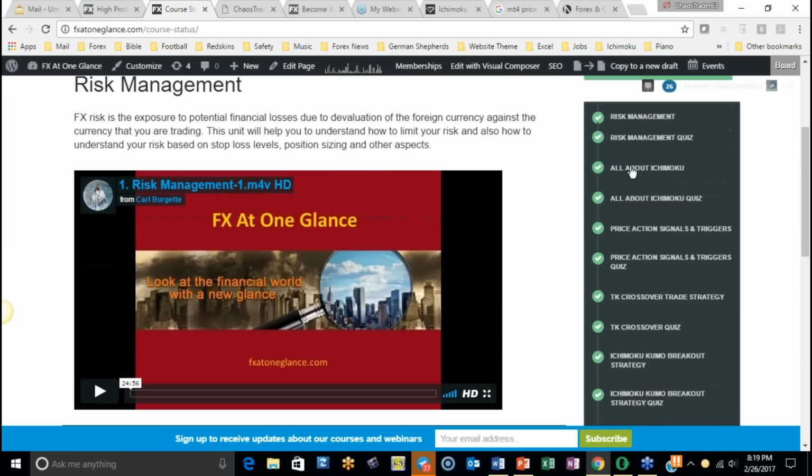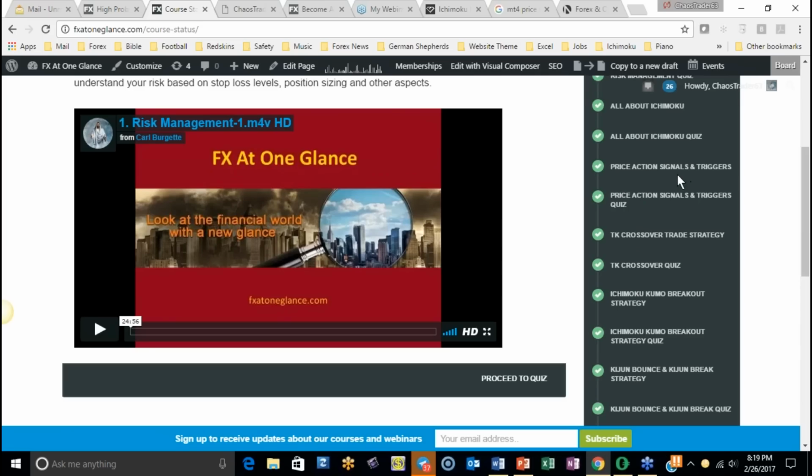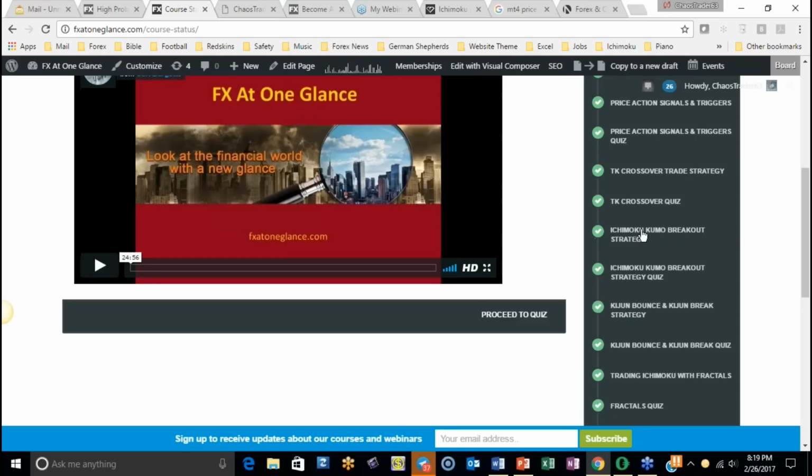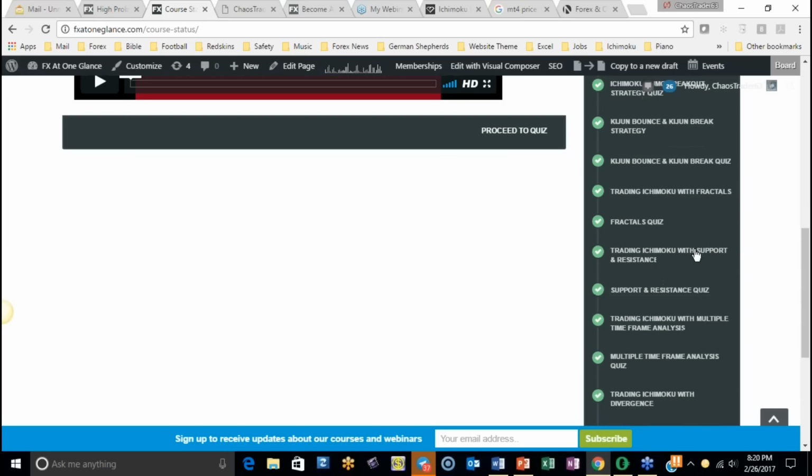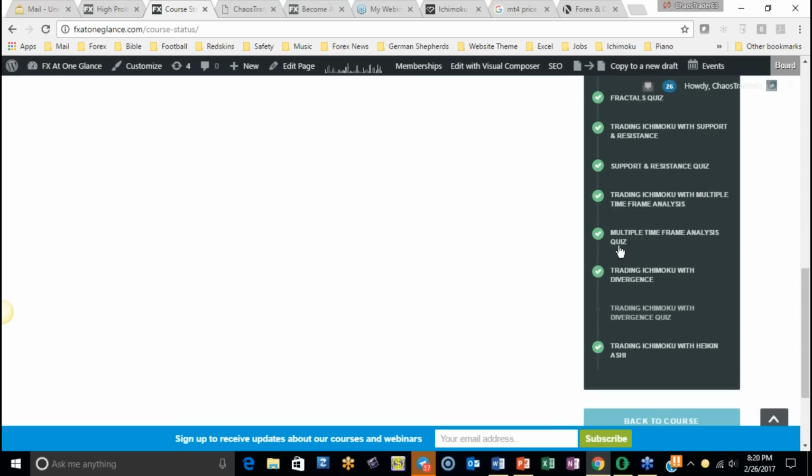All right, this is the one that you really want to understand. You got risk management, all about Ichimoku, price action signals and triggers, TK crossover trade strategy, Kumo breakout, Kijun-sen bounce and break, trading Ichimoku with fractals. This is major. Trading Ichimoku with support and resistance, trading Ichimoku with multiple time frame analysis, and then trading Ichimoku with divergence. We talk about this divergence, and then we talk about Heikin-Ashi candles, trading with Heikin-Ashi candles.